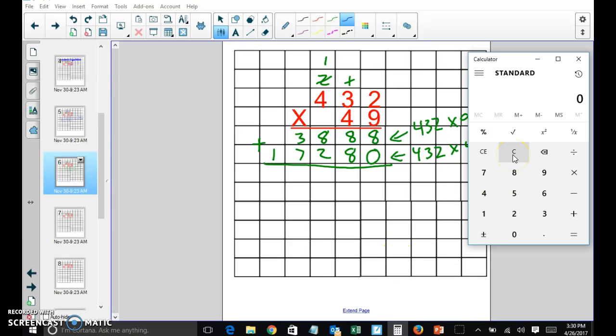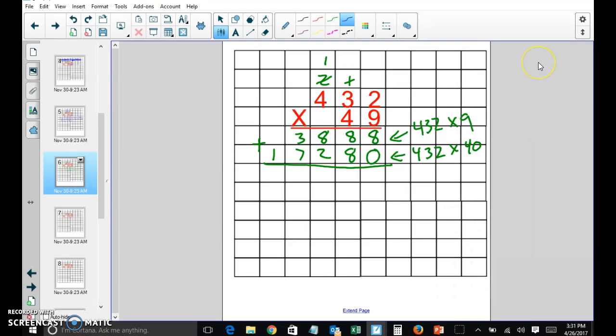Before I add, I'm going to check my math. 432 times 40. I have it as 17,280. Wonderful. So let's combine with addition.